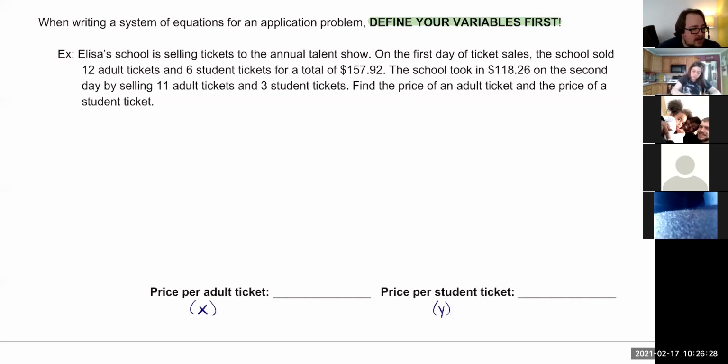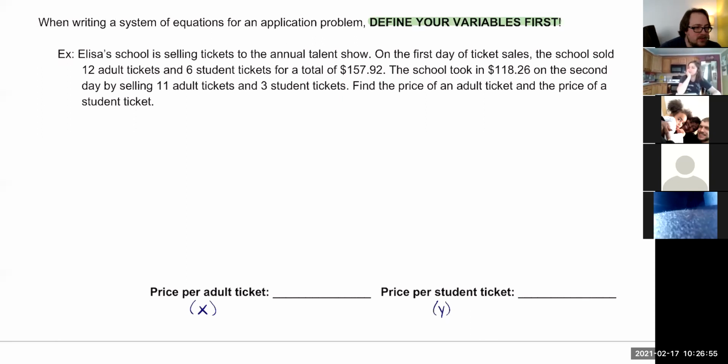Any ideas? If you want to jump straight into an equation, that's fine. Talk me through your thought process. How can we start grouping this information together? I was thinking maybe one equation would be for the first day, you can have 12x plus 6y equals 157.92.